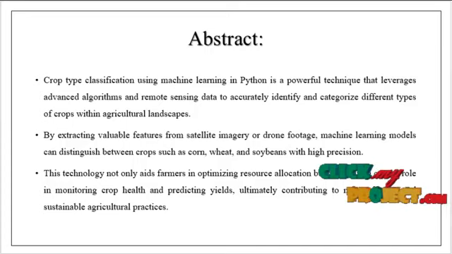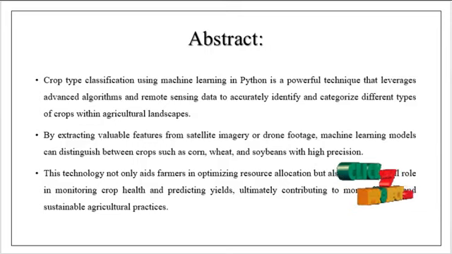Hence, this technology not only aids farmers in optimizing resource allocation but also plays a crucial role in monitoring crop health as well as predicting yield. Ultimately it contributes to more efficient and sustainable agricultural practices. So in this process we consider three major steps: feature extraction, classification, and finally performance. The features should be very stable, then the classification mismatch will be low, and then the accuracy of the process will be high.